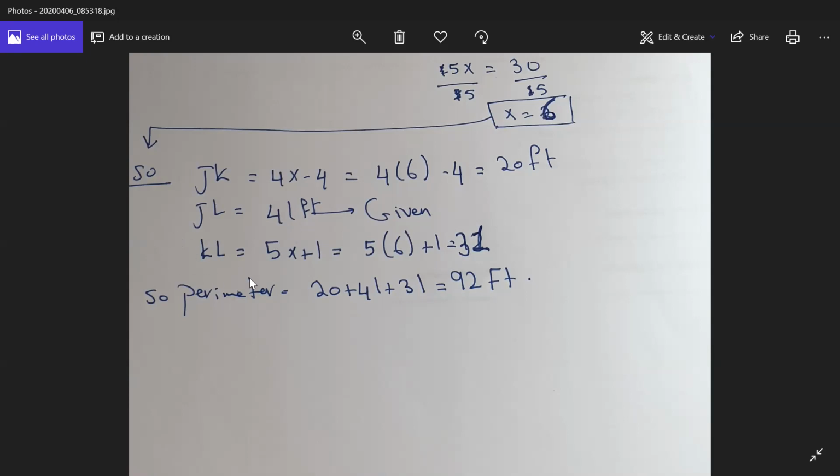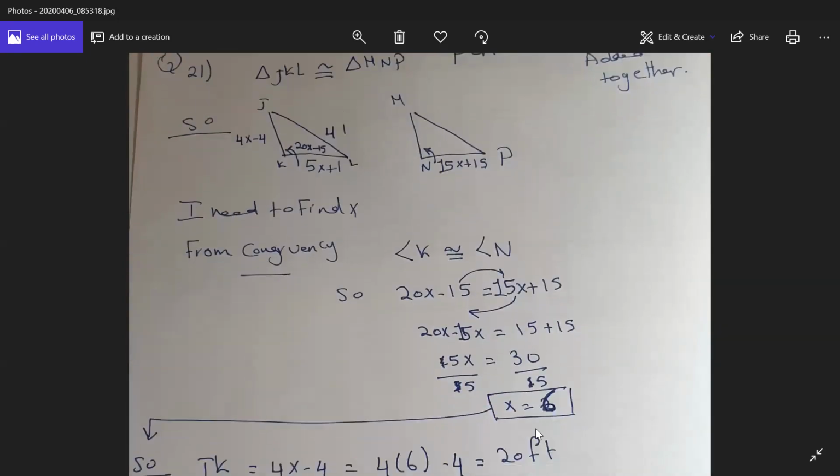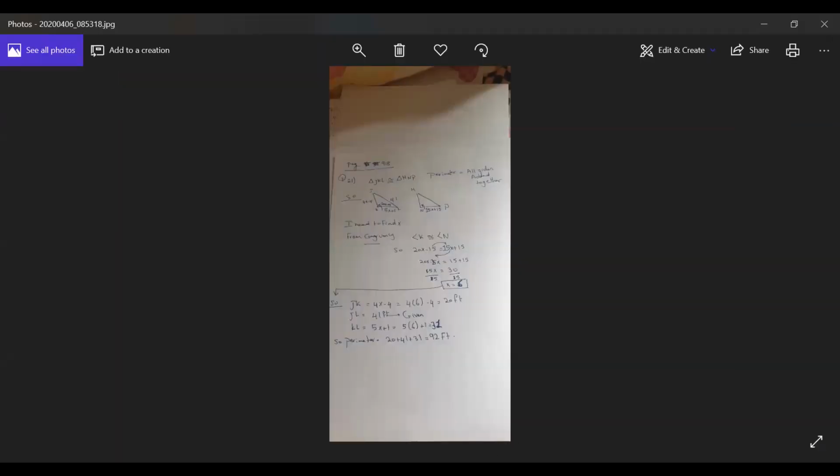What about KL? From the drawing, KL is equal to 5x plus 1. So just substituting, 5 multiplied by 6 plus 1, it's 31 feet. And then what should I do with the 3? Add them all together. So 20 plus 41 plus 31, your answer will be 92 feet. So the perimeter is 92 feet. Okay? Understood? Okay. Going to the second question.